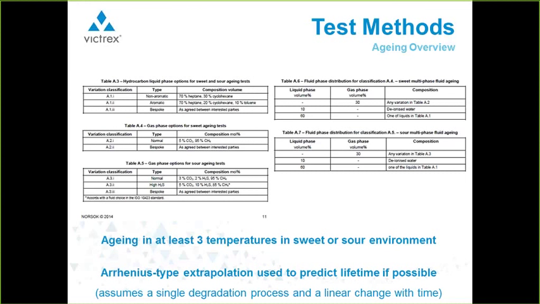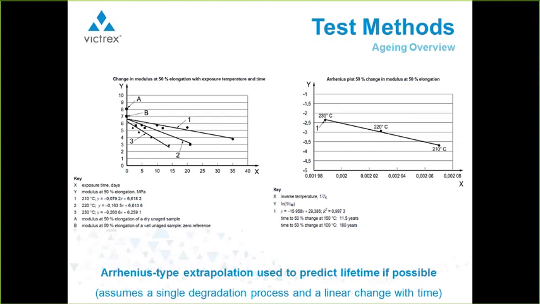Again, I would mention, as Alexandra has already drawn attention, both standards require a lifetime prediction to be made using Arrhenius type manipulation of the data. And of course, this presumes that there is a single degradation process occurring in your material. And it also assumes that there is a linear or very near linear change in your properties with time. And as we shall see, that isn't always the case.